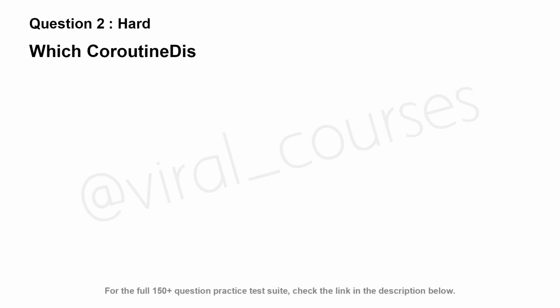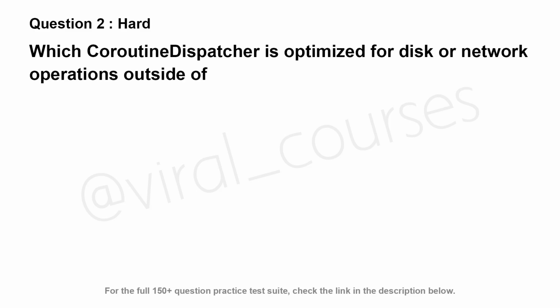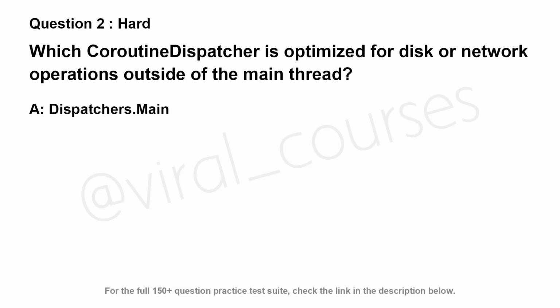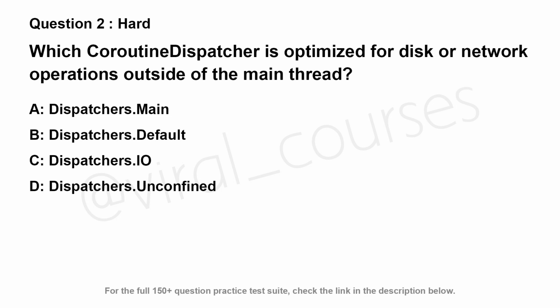Which coroutine dispatcher is optimized for disk or network operations outside of the main thread? Option A, Dispatchers.Main. Option B, Dispatchers.Default. Option C, Dispatchers.IO. Option D, Dispatchers.Unconfined.